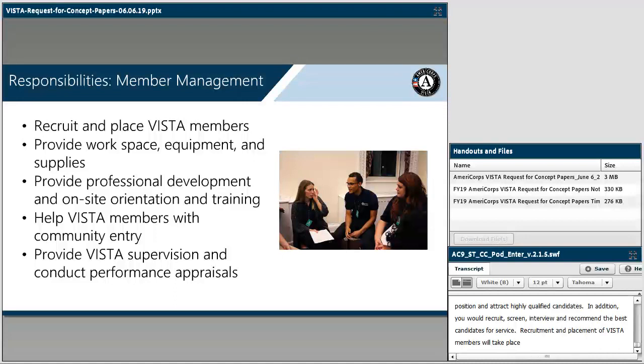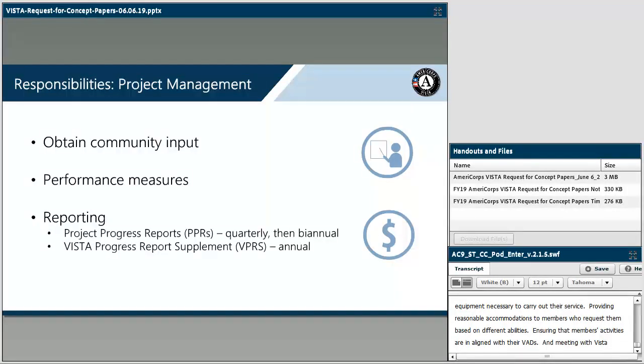Successful sponsors also provide an in-depth on-site orientation and training to all incoming VISTA members at the beginning of their service, and they also conduct ongoing training, which includes professional development opportunities. And it's probably no surprise that the best projects offer day-to-day supervision and support of those members. This includes introducing and orienting the VISTA to the community, confirming that members have the space, supplies, and equipment necessary to carry out their service, providing reasonable accommodations to members who request them based on different abilities, ensuring that members' activities are in line with their approved VISTA assignment descriptions, and meeting with the VISTA regularly to discuss expectations and goals and review the project's progress.